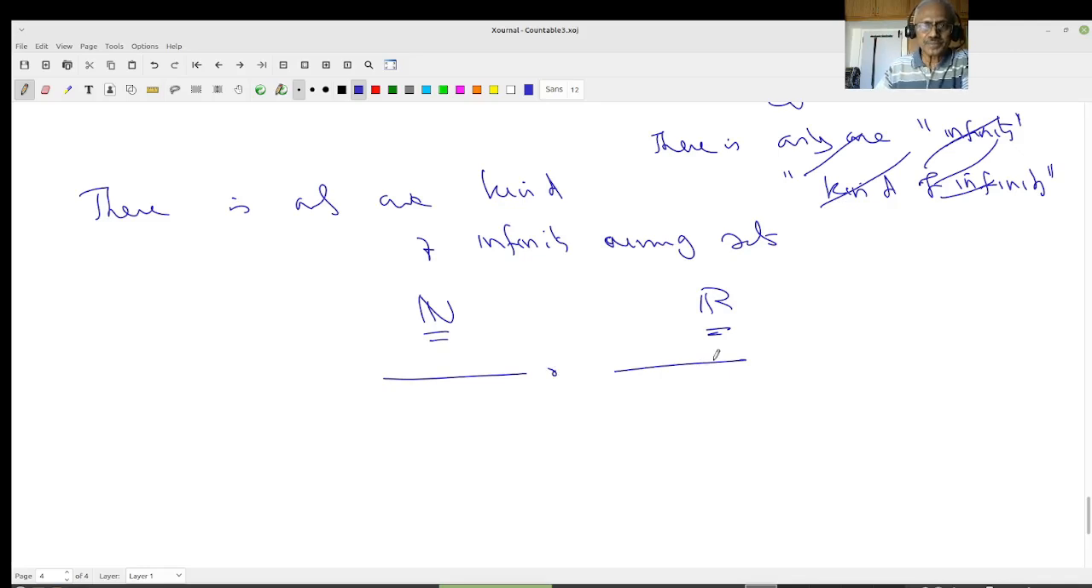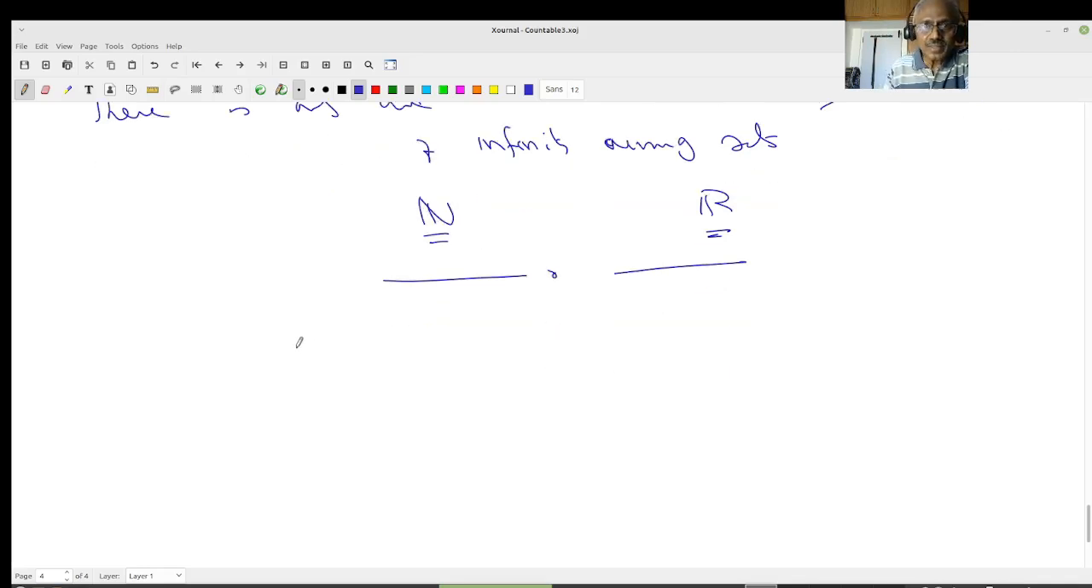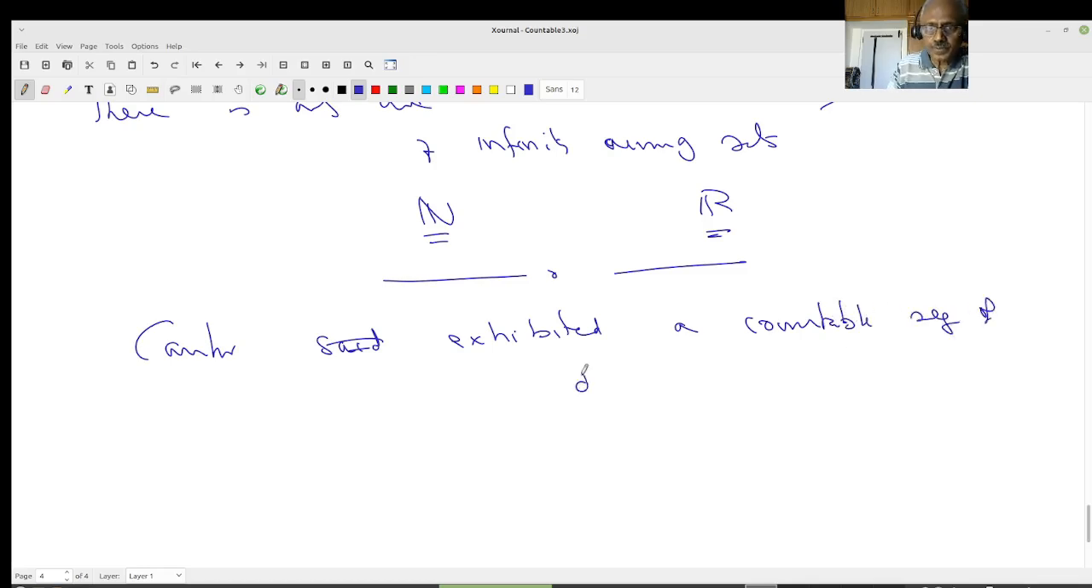It may happen. What Cantor proved was not only this, he showed a countable number of different infinities. That is, Cantor exhibited a countable sequence of different infinite sets.